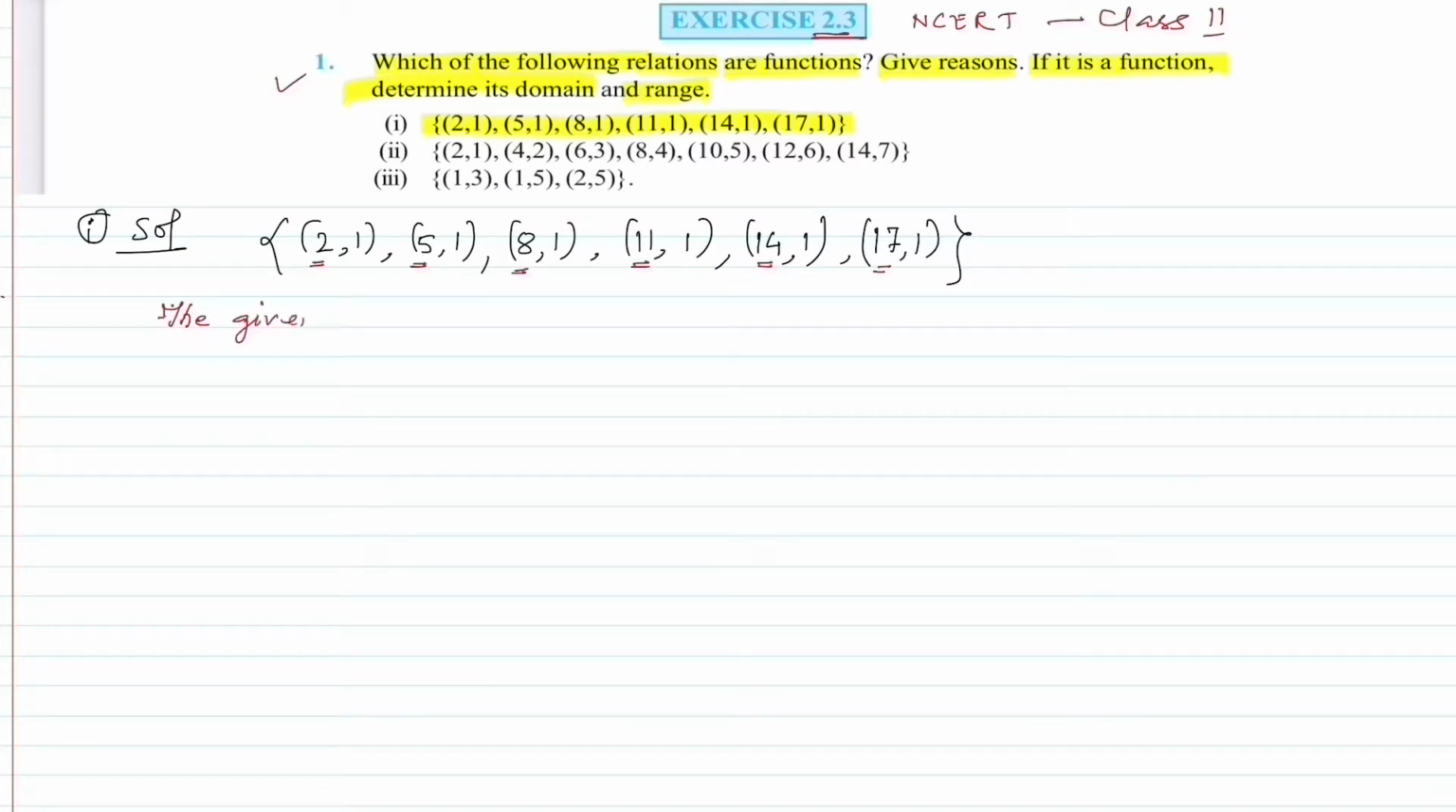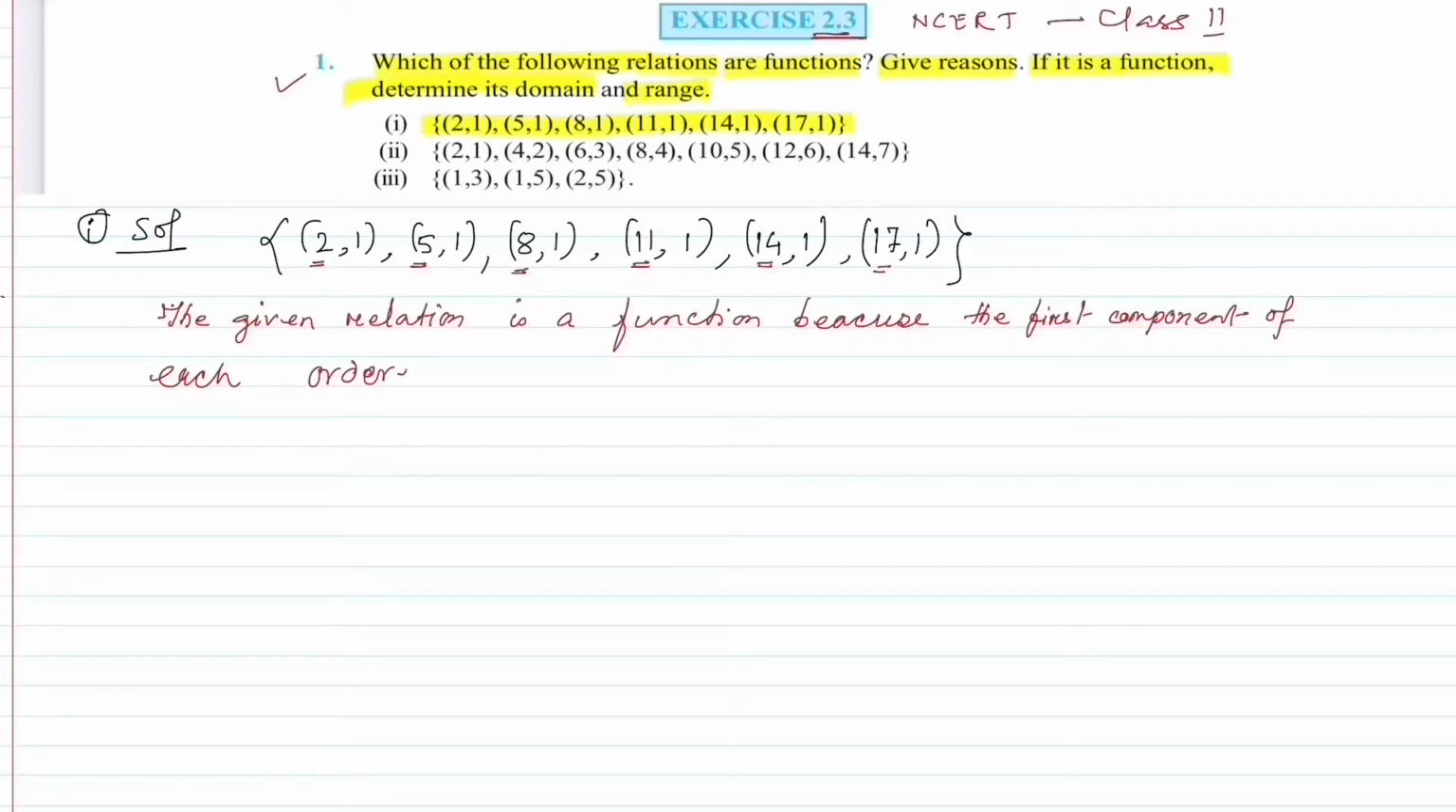The given relation is a function, because the first component of its ordered pair of the relation is unique. Okay, is unique. That is why it is a function.